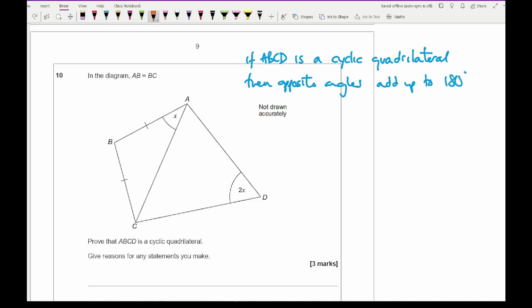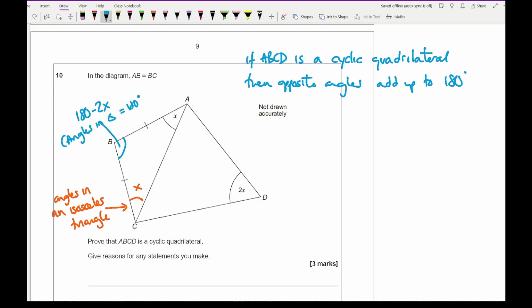Now we know that triangle ABC is an isosceles triangle, because we've got two sides the same. So this angle here is going to be x, and the reason for that is because of angles in an isosceles triangle. Then that means that this angle here is going to be 180 minus 2x, and the reason for that is because angles in a triangle equal 180 degrees.